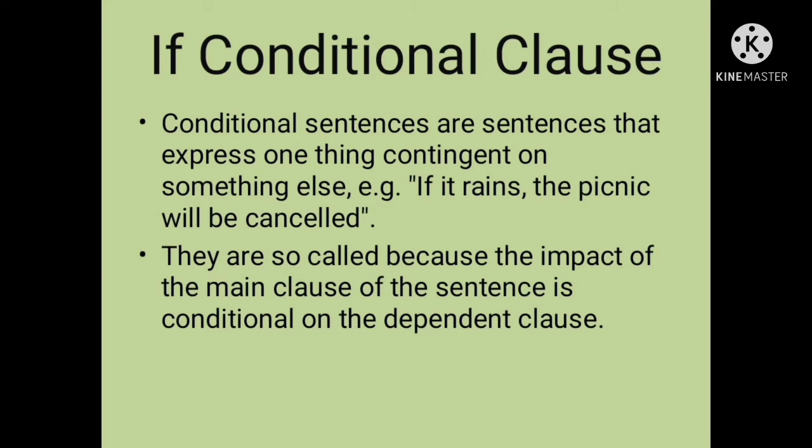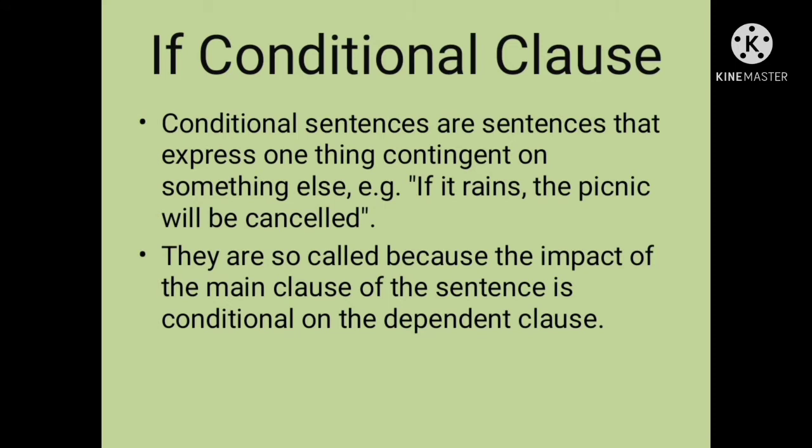So first let us know what is a conditional clause. Conditional clauses are conditional sentences that express one thing contingent on something else. Contingent means dependent on something else. Like, the picnic will be cancelled if it rains, or, if it rains, the picnic will be cancelled.